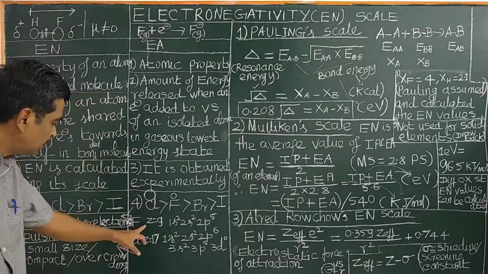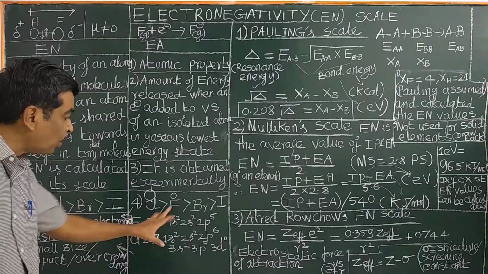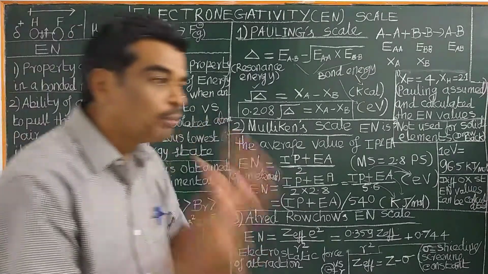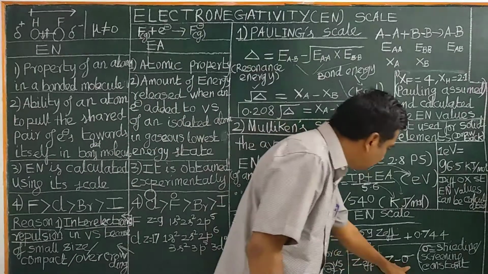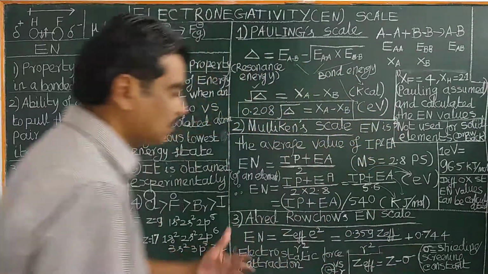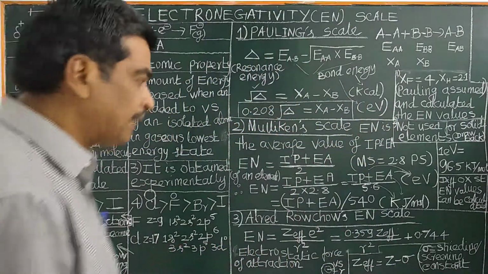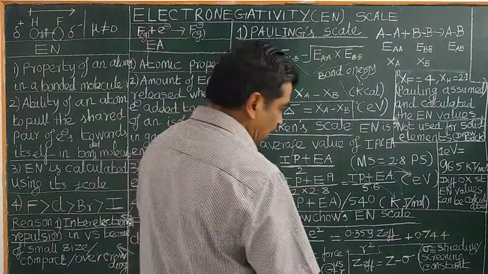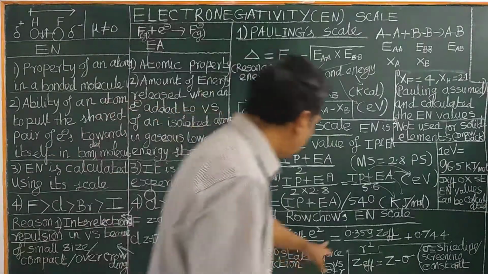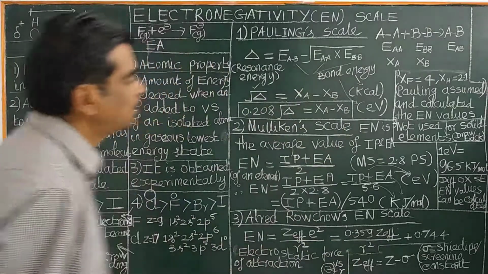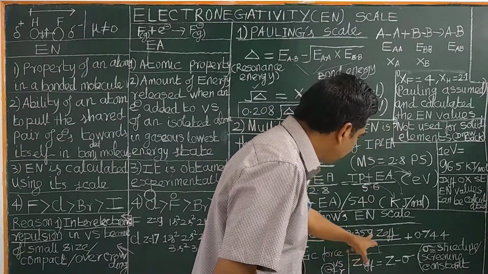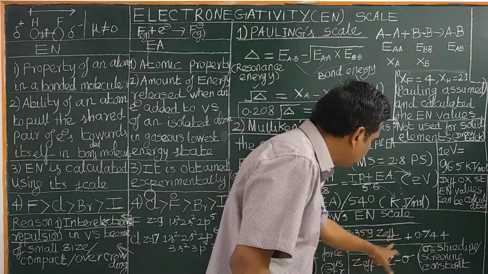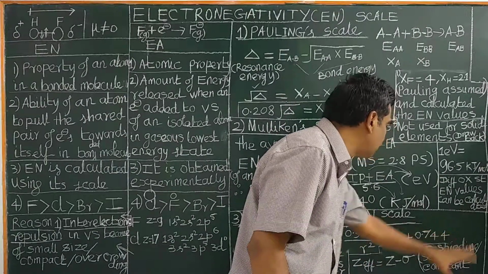Z is the actual nuclear charge, for example Z equal to 9, corresponding to the number of protons. The screening constant is found using Slater's formula, which we have already studied. To convert to a common unit, the electronegativity equals 0.359 Zeff divided by r square plus 0.744.